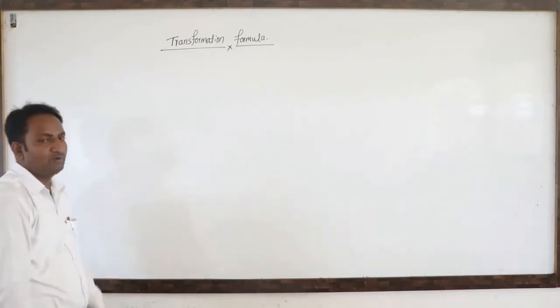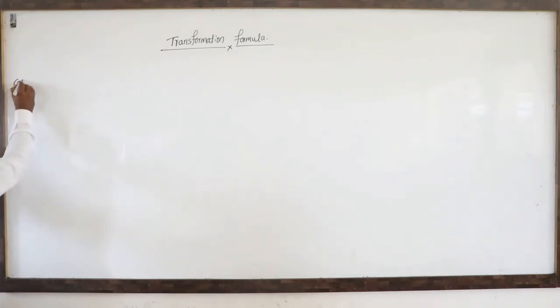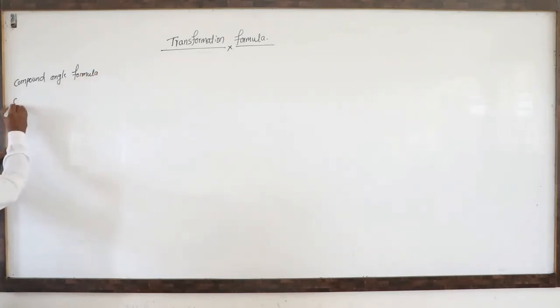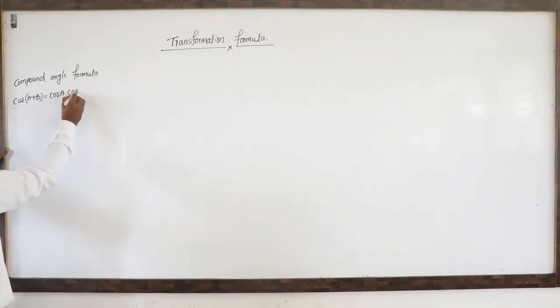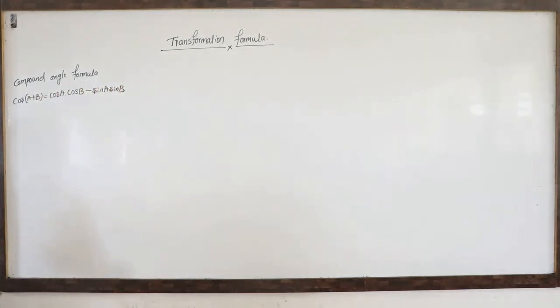Already we know the compound angle formulas. First one: cos of A plus B is equal to cos A cos B minus sin A sin B.